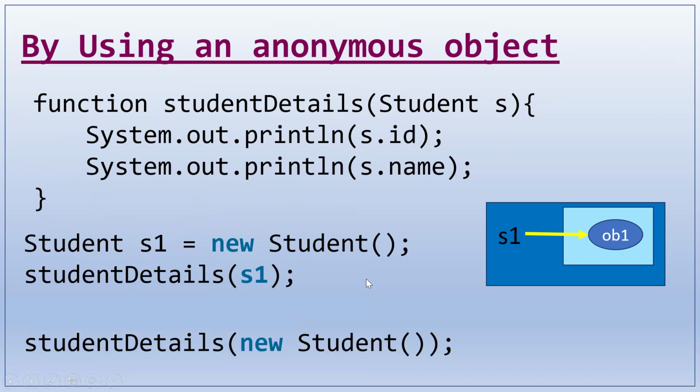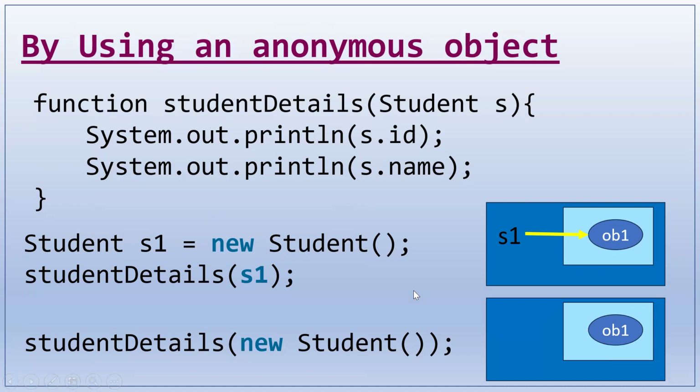Second way: instead of creating an object and then storing it in a reference, I can directly pass the object to studentDetails. In my function call, I write new Student as a parameter. So at runtime, it will create an object which will be passed to the studentDetails function. In this way, the object will be created and passed to the function, and after some time it will be eligible for garbage collection, because I have not pointed any reference to it. This is another way.